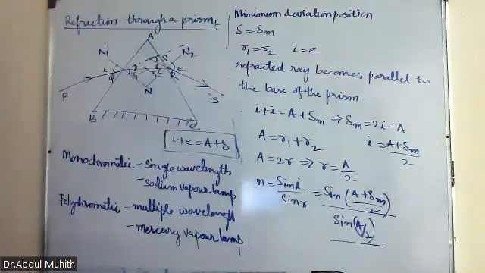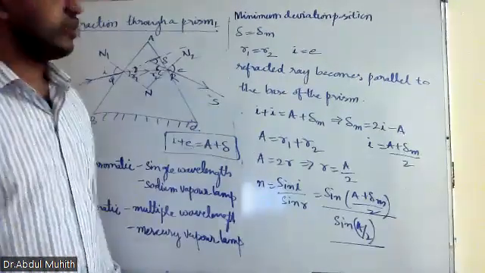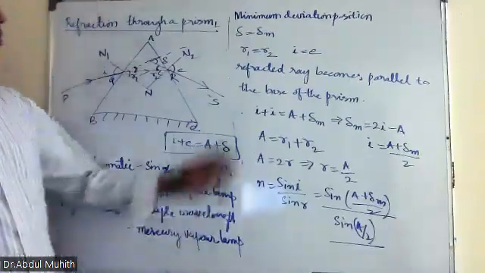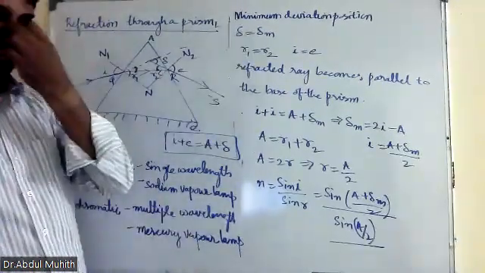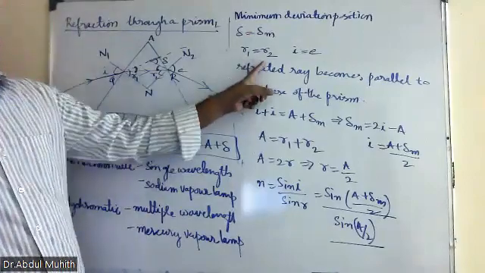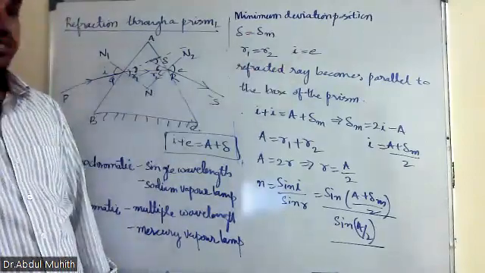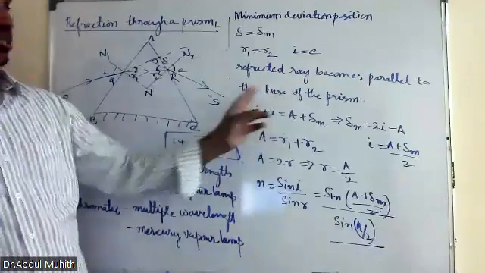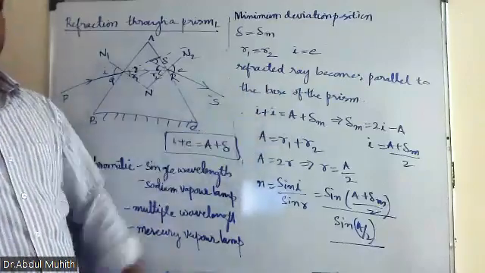Okay, just go through once quickly. If you have any doubts, ask me. In that minimum deviation position, what will happen? Delta is equal to delta M, and R1 is equal to R2. Angle I is equal to angle of emergence. So the refracted ray becomes parallel to the base of the prism.